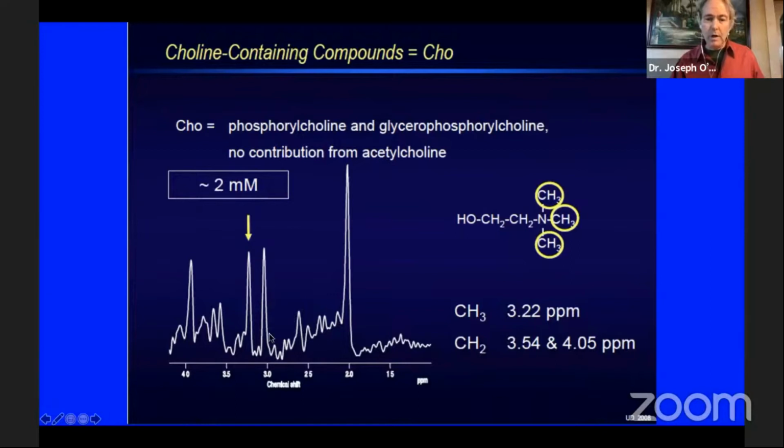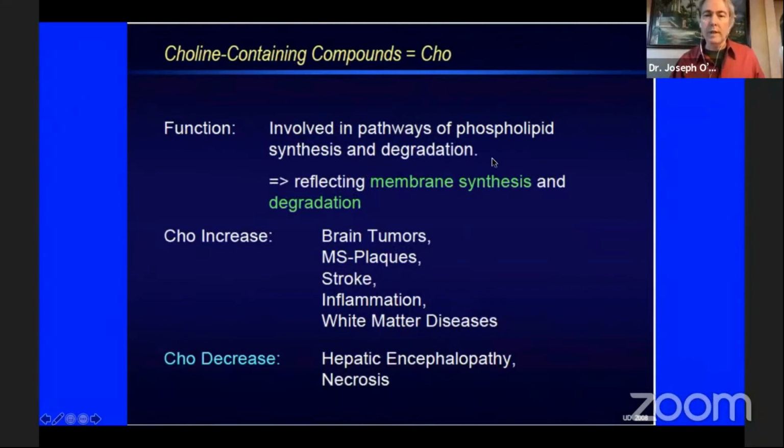Finally, the choline compounds have a peak here on the spectrum, and these compounds are involved in phospholipid synthesis and degradation. So that's reflecting the synthesis and degradation of cell membranes. And accordingly, there are choline increases in several conditions involving excess synthesis or degradation of membranes: brain tumors, MS, stroke, inflammation, and so on. And in a few circumstances, you can also have choline decrease.